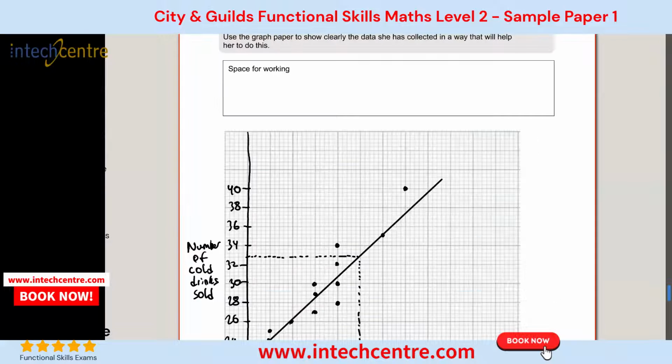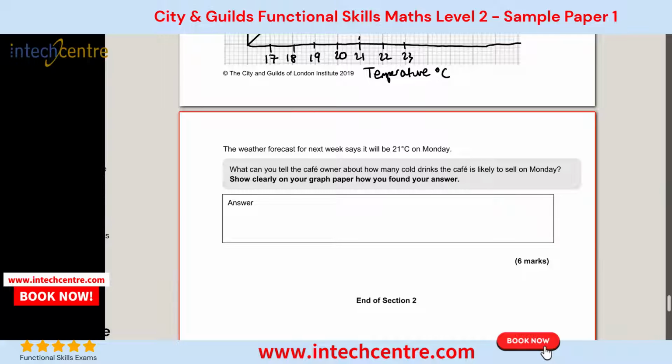So we can tell the cafe owner that they will sell around 33 cold drinks.